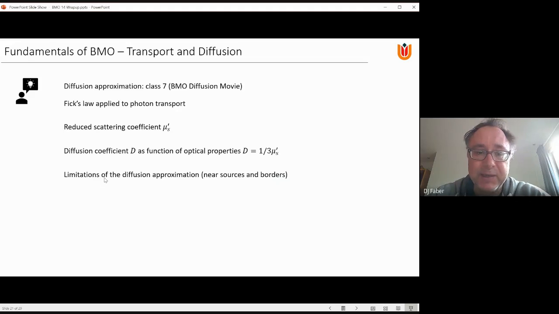Perhaps the most important thing to remember going forward is that the diffusion approximation is quite limited. The transport equation is exact, but very difficult to handle because you have all these variables. So it's difficult to solve. The diffusion approximation is in essence much simpler, but because there is this underlying assumption that it is a diffusive process, it is not really valid if you're very near the light source or very near a boundary in tissue. So take that into account.